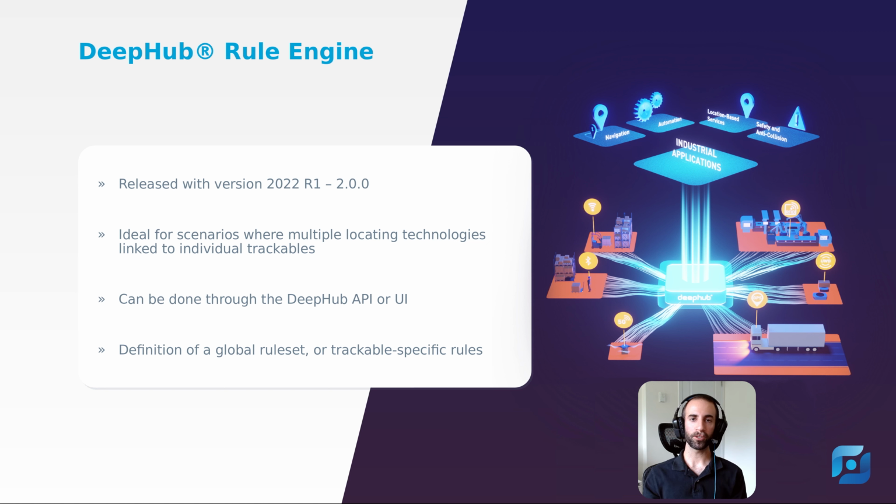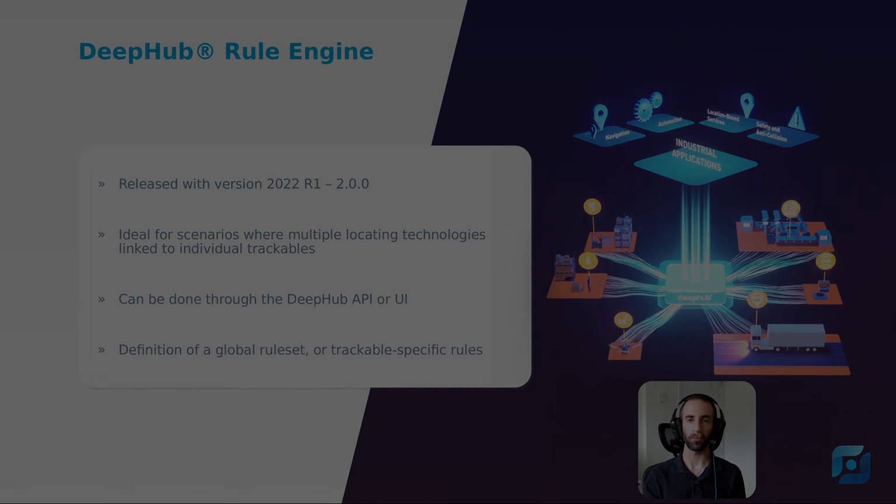The DeepHub rule engine circumvents this issue by enabling greater control of your data. You can apply certain rules that dictate the prioritization of location providers in relation to trackables. Through the DeepHub API or the DeepHub UI, you may define either a rule set that applies to all trackables or specific rules for individual trackables. In this overview, we will demonstrate both methods. But first, let's start with the short demo.